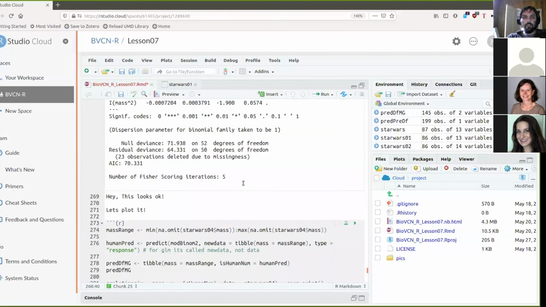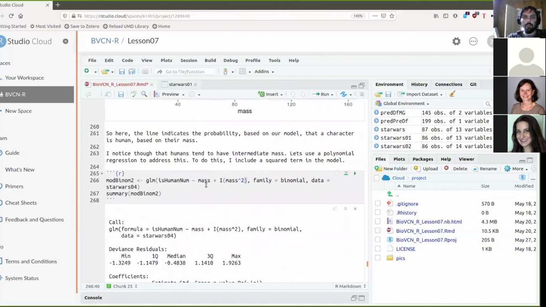One thing I'll point out, which trips me up every time, is that when I put in the mass squared term, you have to surround it with this I thing, which is an identity, which essentially says you want to actually take the mass data and square it and put that in as a term. If you just do mass squared, for whatever reason it ignores it.